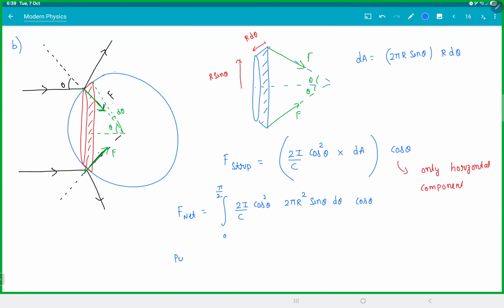Here we can use integration with substitution. You can put cos theta equal to t. Then we end up with F equal to the integral of 4I pi r square times minus t cube dt. Limits will go from 1 to 0. Interestingly, the answer comes out to be I into pi r square by c. You get the same answer as before.